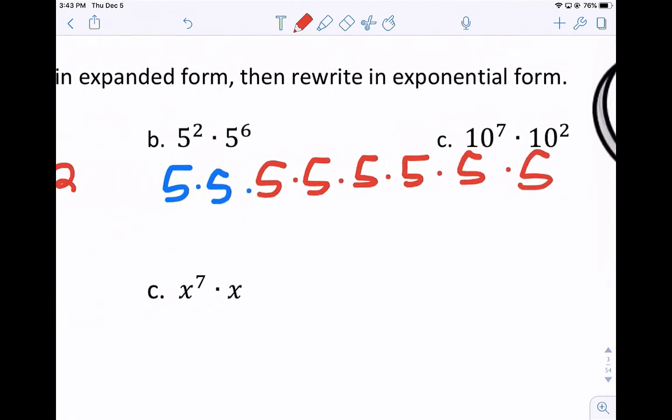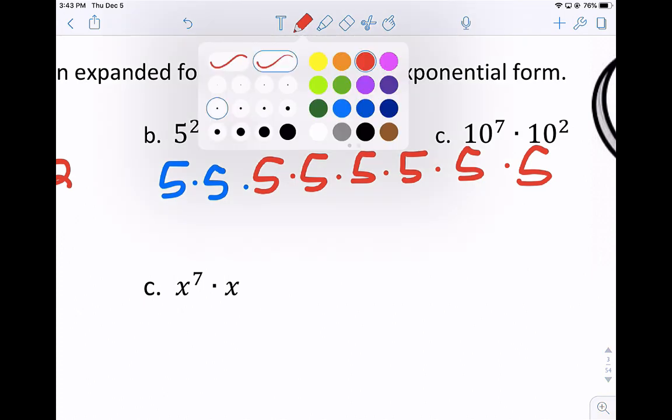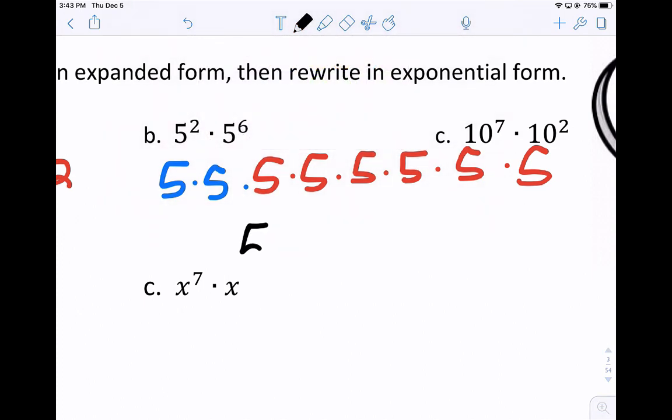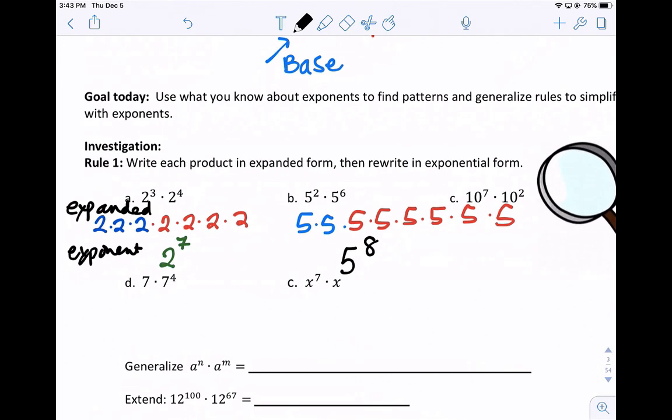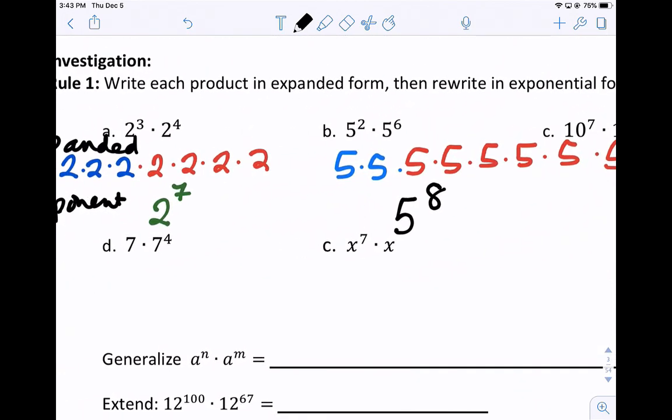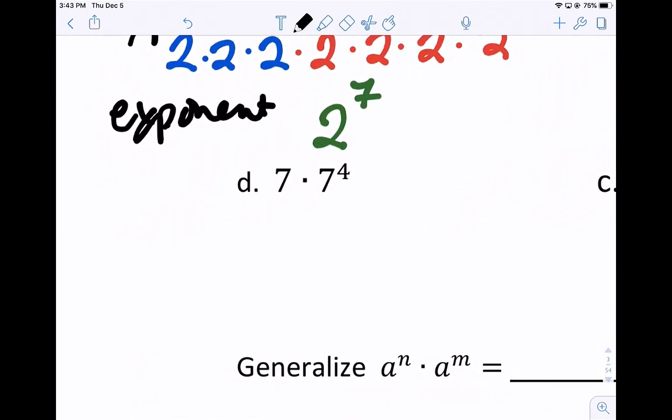All right, and if we take a look at that, that's the expanded form. And if you write it in exponential form, the base is 5. And if we count how many 5's we have, 8. So by then, kids start seeing a pattern. I'll write out one more, and then we'll take a look at C. So we'll take a look at D right here.